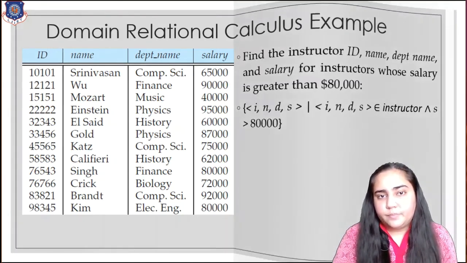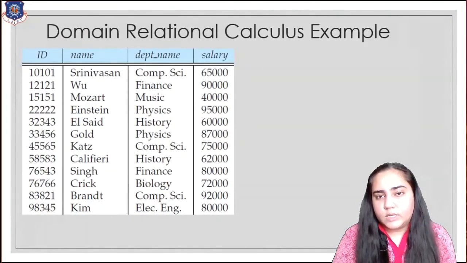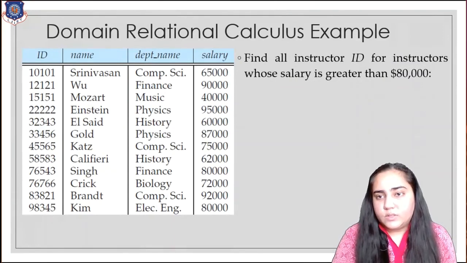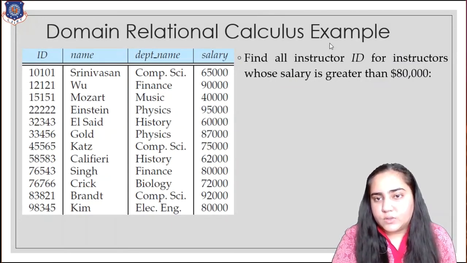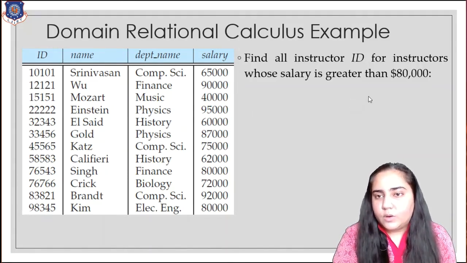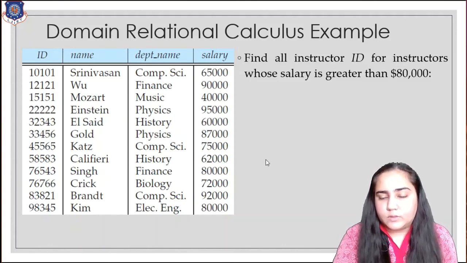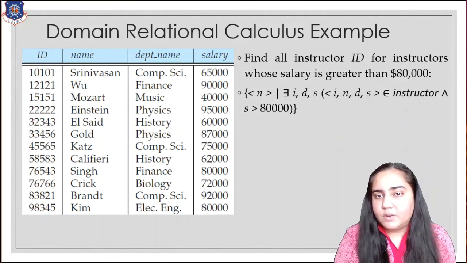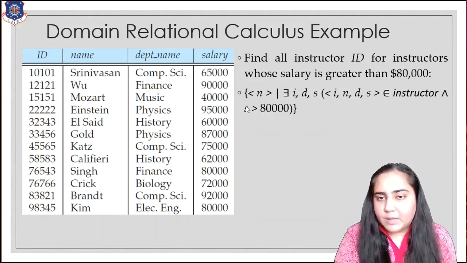Let's do another one for clarity. So this is another example. Find all instructor IDs for instructors whose salary is greater than $80,000. So this time we are not talking about finding everything: ID, name, dept name, and salary. We are talking about finding only the instructor ID for salary greater than 80,000. So this is how you would write this query. Because you want only the ID to be displayed, you will be writing just I before the pipe.